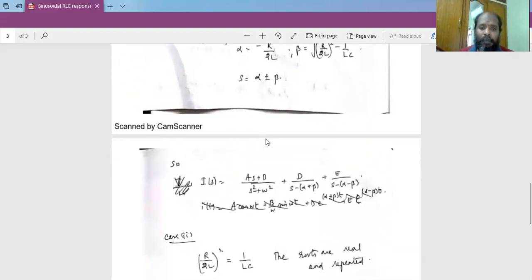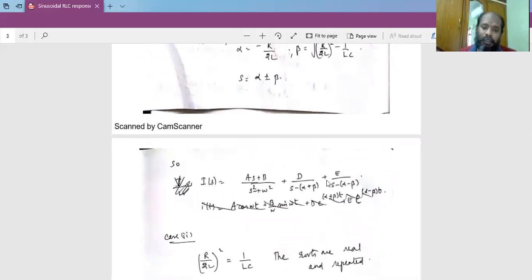Then how do you apply this? If you get I(s) is equal to, we know this is the complex conjugate term s squared plus ω squared. So (As plus B) divided by this term, plus D by the first factor, plus E by the second factor. Why do I use D and E? Because a capacitance C is involved, so you will not get confused between that and this C coefficient, I mean residue.